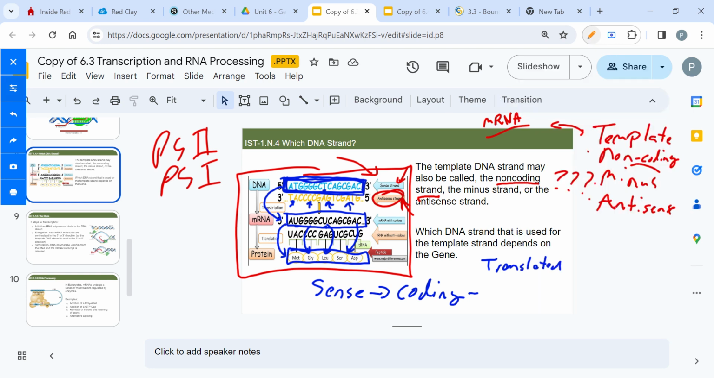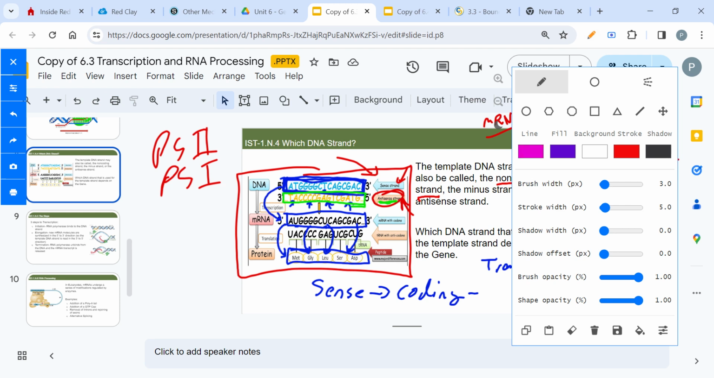So this right here, the antisense strand, this minus, non-coding, template strand, only shows up here. It's the side of the DNA. I don't really care. Cool, I used it, okay? I used it to make my mRNA sequence.